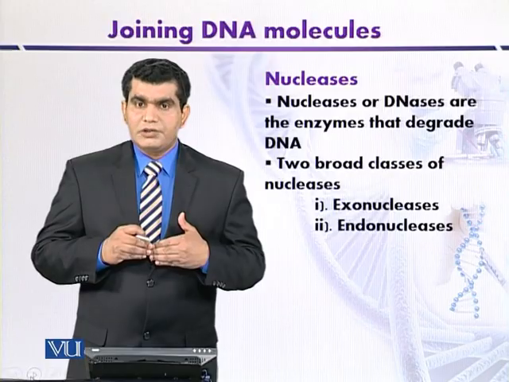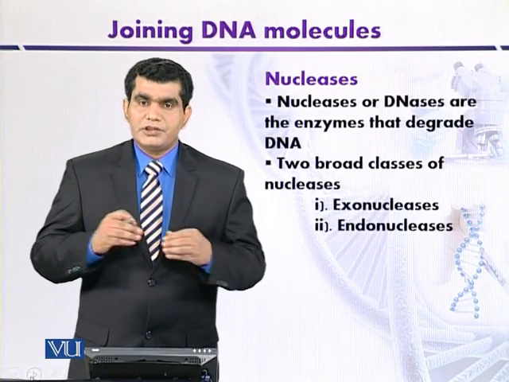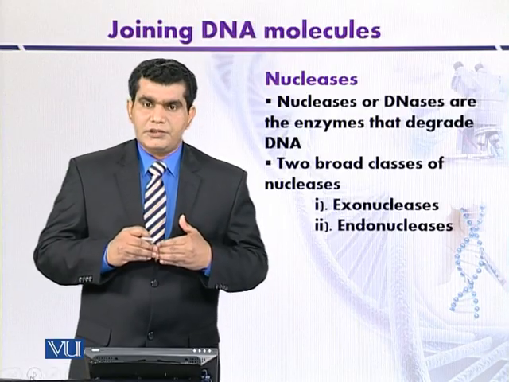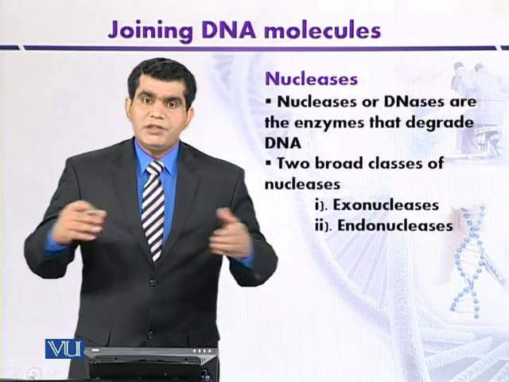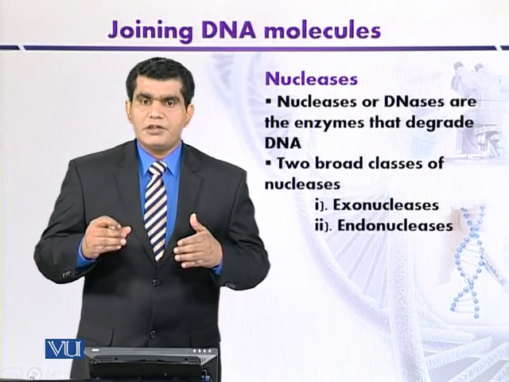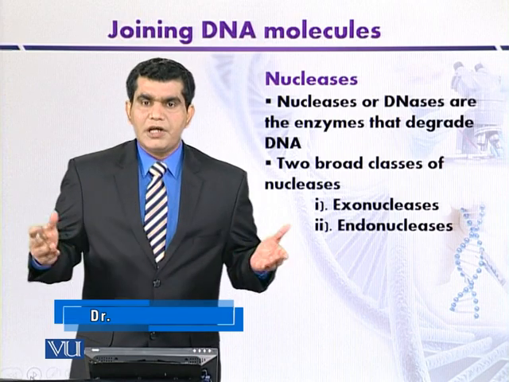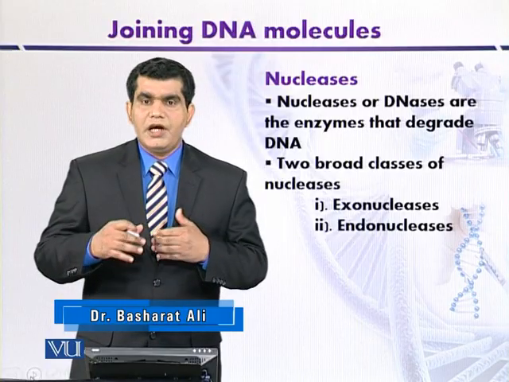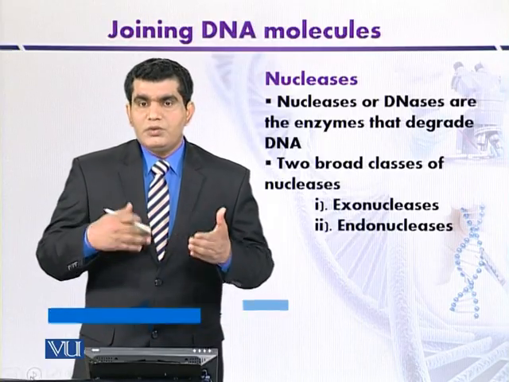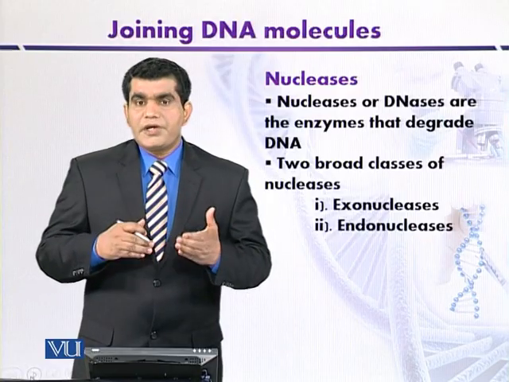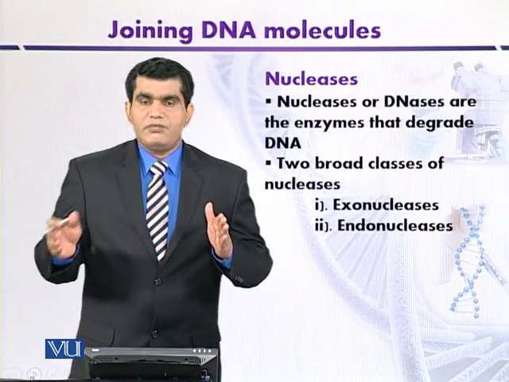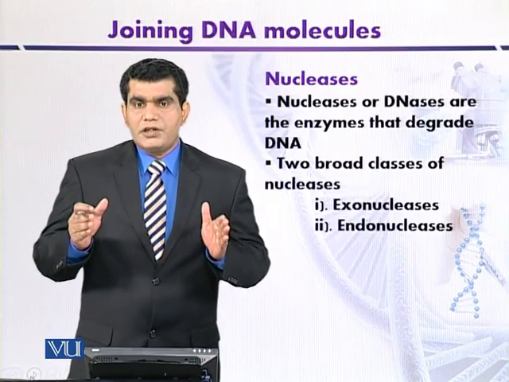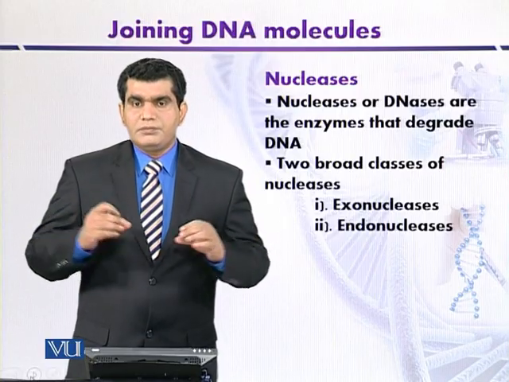Nucleases are the enzymes that play a role in the degradation of the target DNA, and nucleases are also called DNases. There may be a variety of types of nucleases, but broadly we can say that there are mainly two types: exonucleases and endonucleases. Exonucleases can degrade the DNA at the termini, either the 5' terminus or the 3' terminus. So they can start the degradation of the DNA at the ends.